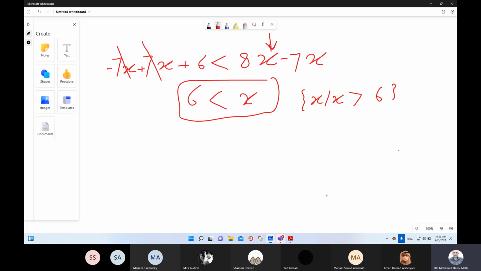And if you want to graph this inequality, you can draw the number line with 0 in the middle. Here you have the negative side, and here you have the positive side. Represent the value of 6, for example, 6 will be here. Look at the sign. We don't have equal in the sign, so draw an open circle. Then the values of x greater than 6 means the direction to the positive side.